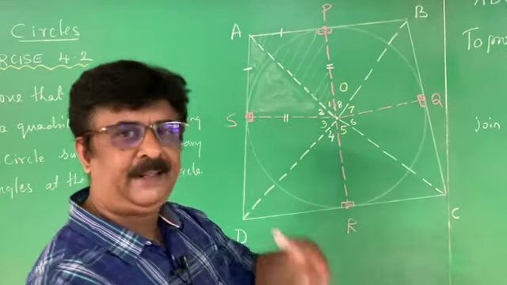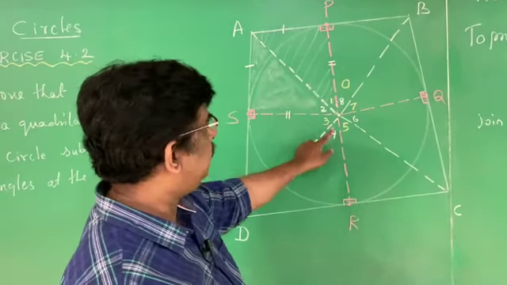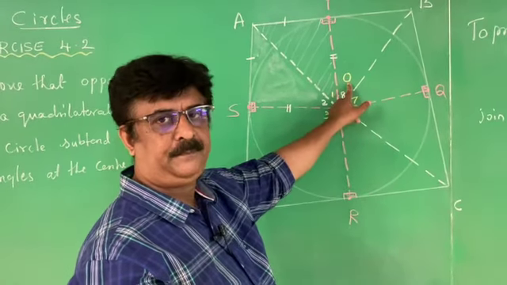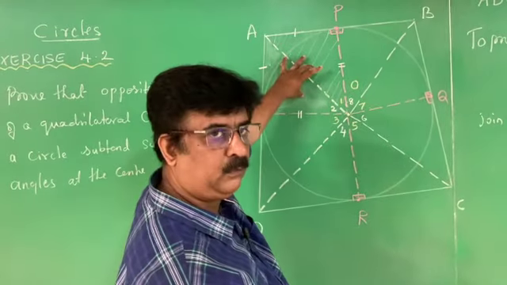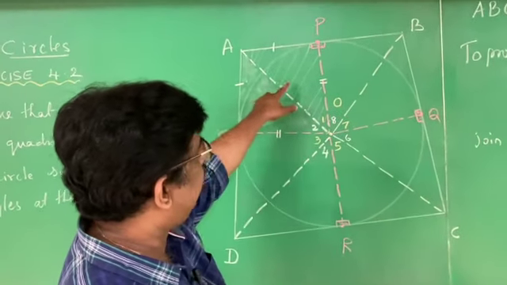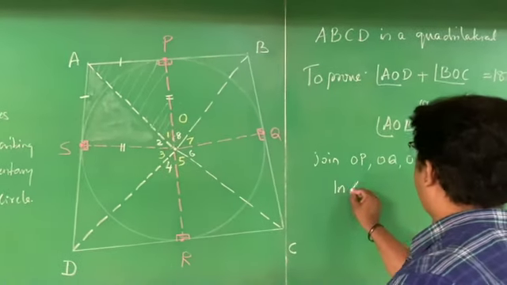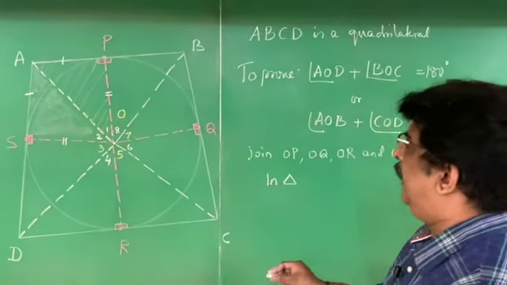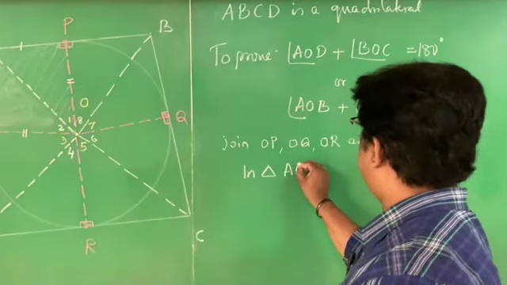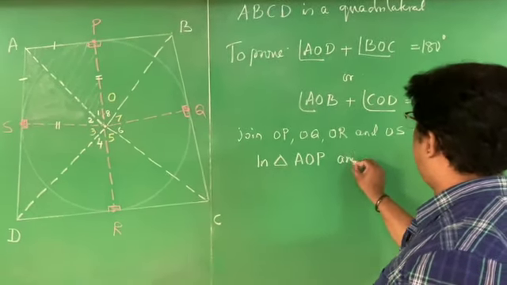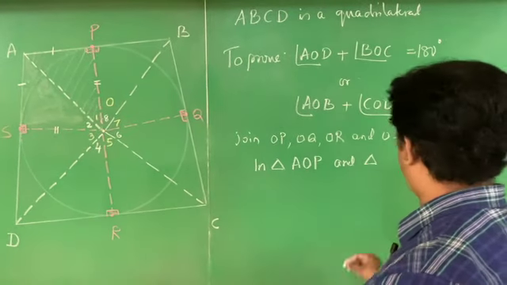Then similarly, 3 is equal to 4, 5 is equal to 6, 7 is equal to 8. But these two we have to prove. Therefore, what I do is I select these two triangles. What is the name of the triangle? AOP. This type of problem we already solved here. AOP and a triangle AOS.